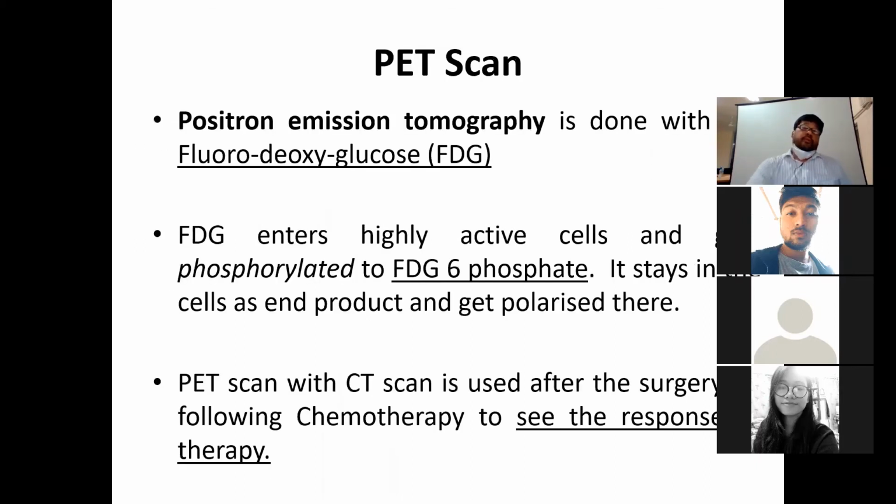So PET scan is another investigation, that is the positron emission tomography, which uses FDG, that is fluorodeoxyglucose. This FDG enters the highly active cells, and phosphorylation occurs, and it turns the FDG into FDG-6-phosphate. So it stays in the cells as an end product, and it gets trapped there. PET scan is basically done after surgery to look for any residual tumor, or following chemotherapy to see the response to the treatment.